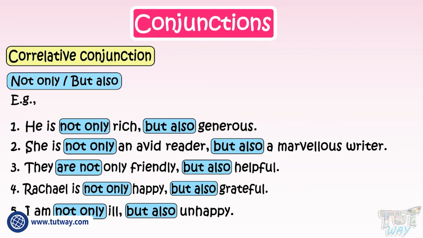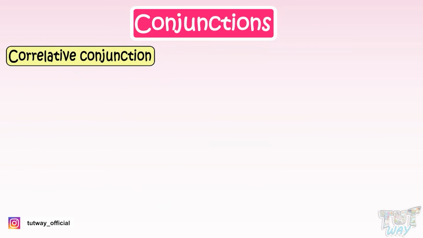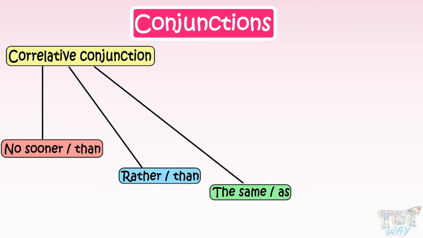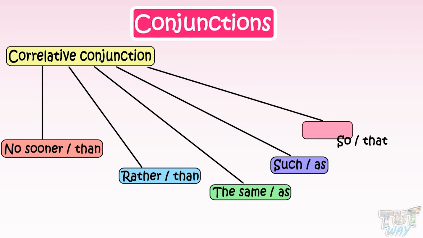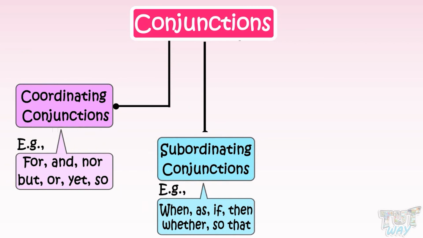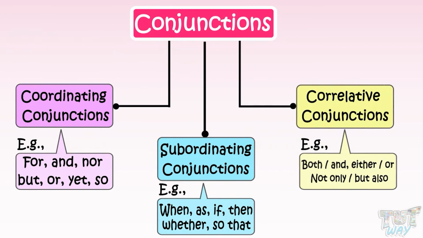So friends, these were only a few examples of correlative conjunctions. There are many more conjunctions of this kind, like no sooner than, rather than, the same as, such as, so that, etc. So we are done with three types of conjunction: coordinating conjunction, subordinating conjunction, and correlative conjunction. You need to practice more and more to learn these.